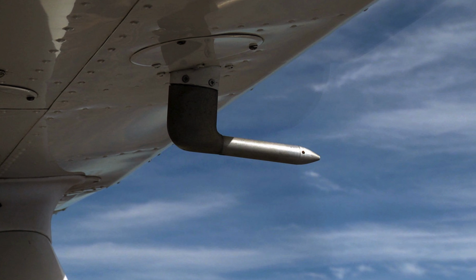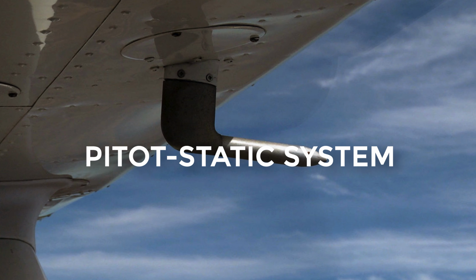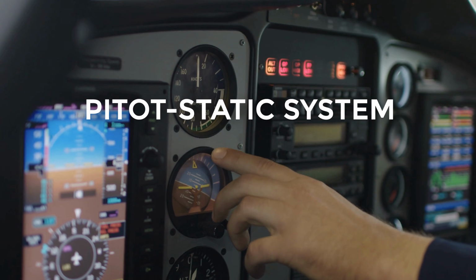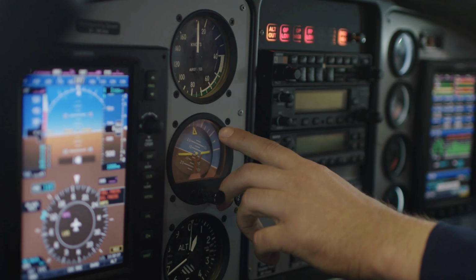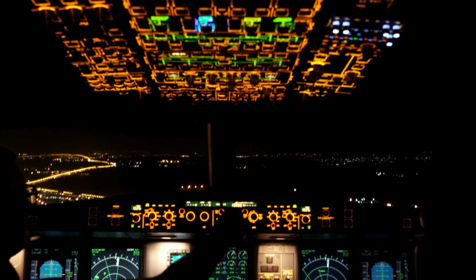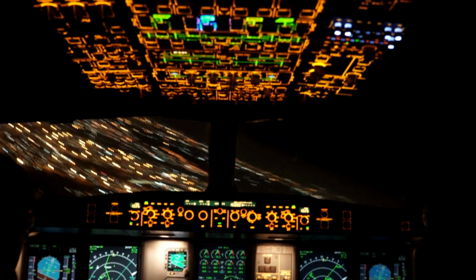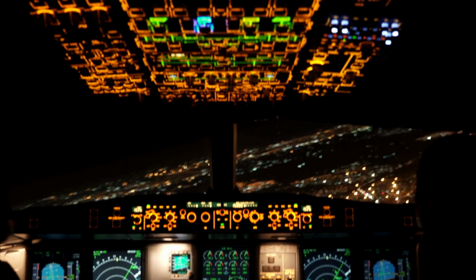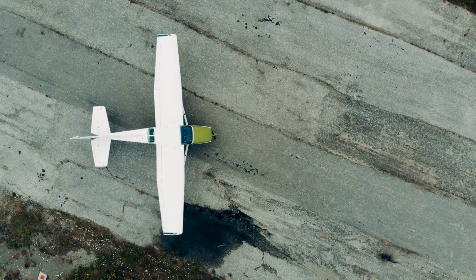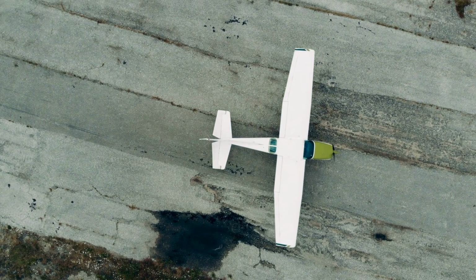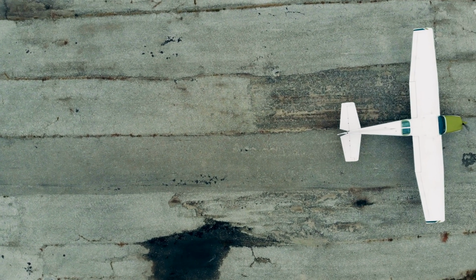Today, we're going to talk about the Pitot-Static System, a critical component that powers some of the most important flight instruments in an aircraft. These instruments are essential for any pilot, as they provide crucial flight data that determines how an airplane is flown. In any aircraft, we'll typically find 6 basic flight instruments, commonly referred to as the 6-pack.